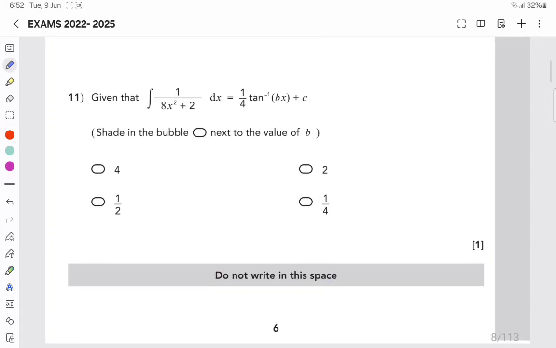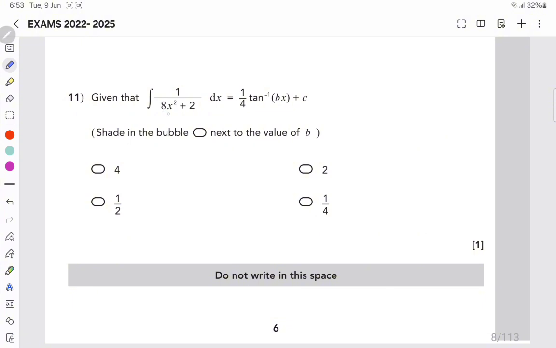So the next one, the integral of 1 over 8x squared plus 2 equals 1 over 4 tan inverse. Always if you have a question and the answer coming together, we just need to solve and then compare my answer with the given answer.